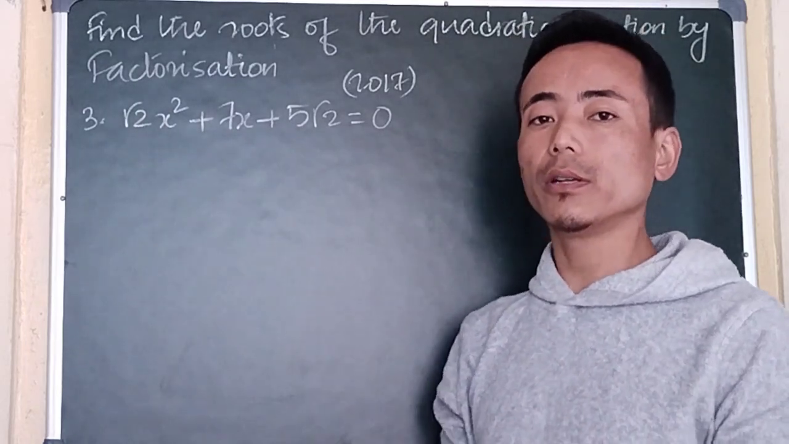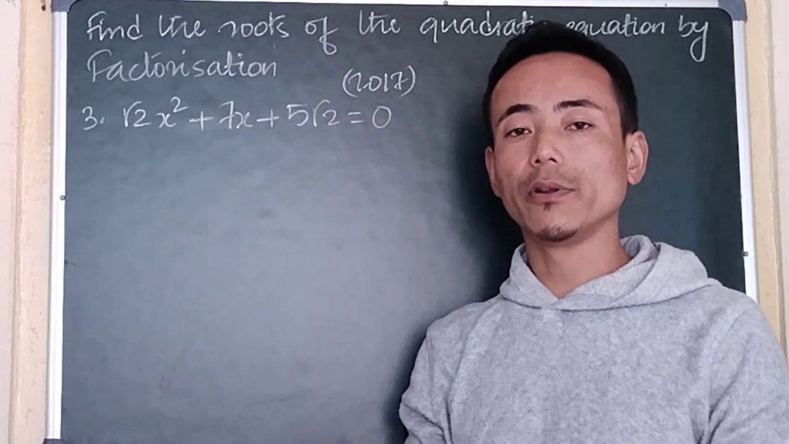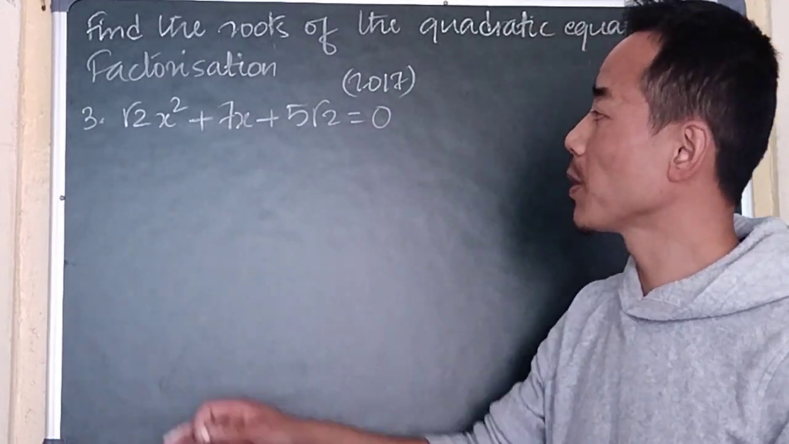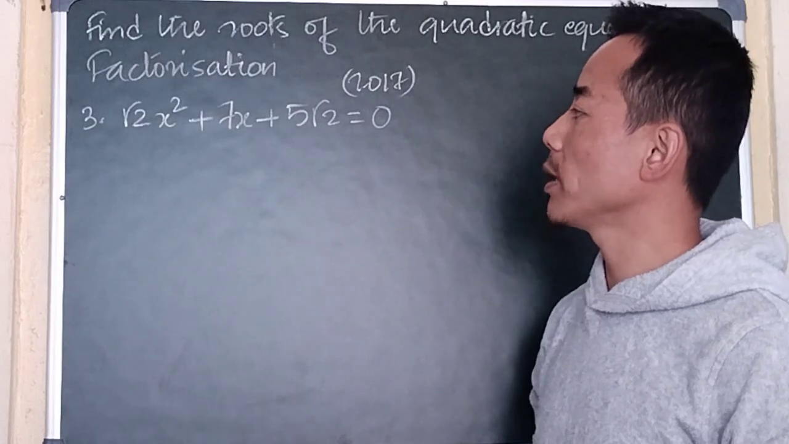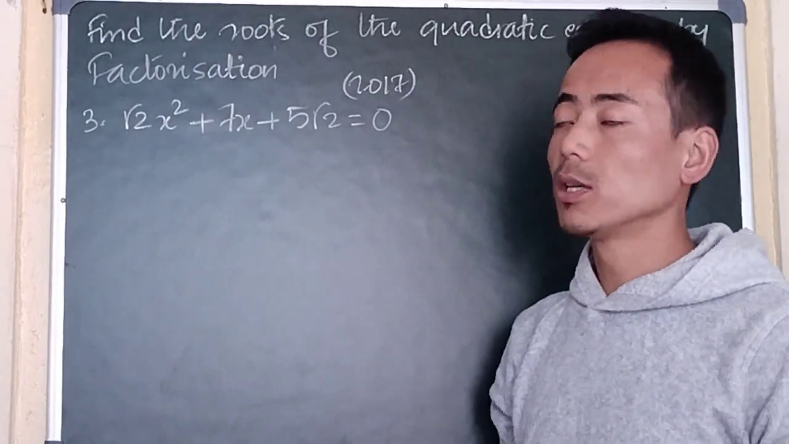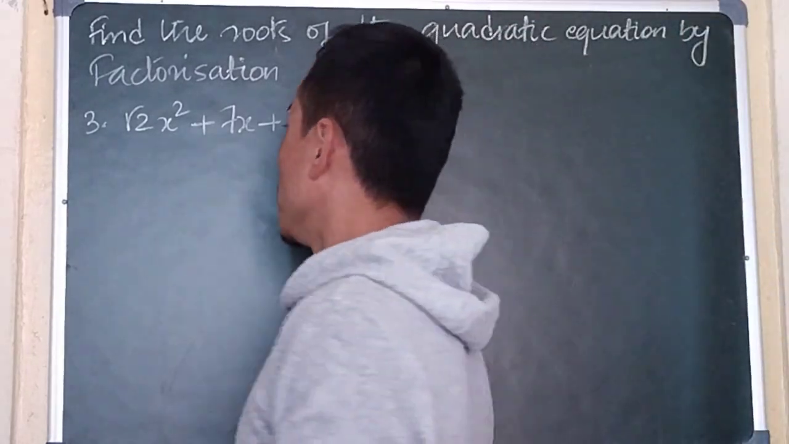Don't get worried by looking at the roots or looking at complicated values. I will tell you how to simplify this and how to solve it. So let's solve this equation. The equation is root 2 x squared plus 7x plus 5 root 2 equals to 0. So we need to find the roots of this quadratic equation.